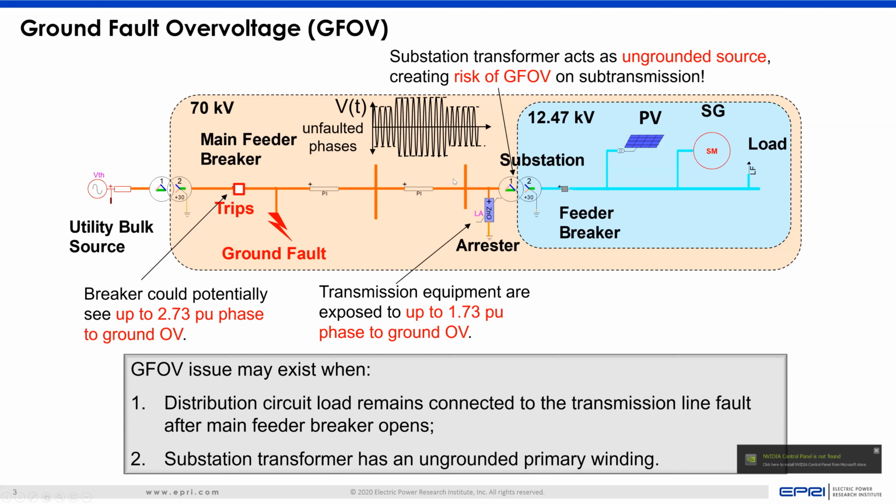So during that 2 seconds, the transmission equipment, for example the arresters, could be exposed to up to 1.73 per unit phase-to-ground overvoltage. Also, the main feeder breaker sees the utility voltage on one side and the island voltage on the other side. If there is a frequency shift in the island, this breaker could potentially see up to 2.73 per unit phase-to-ground overvoltage.